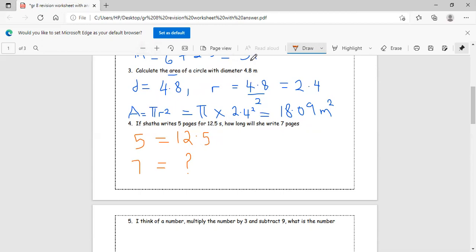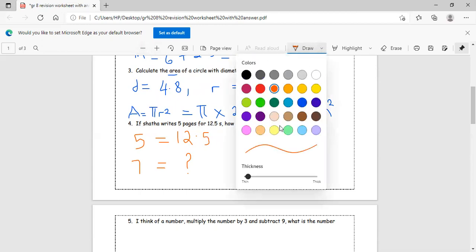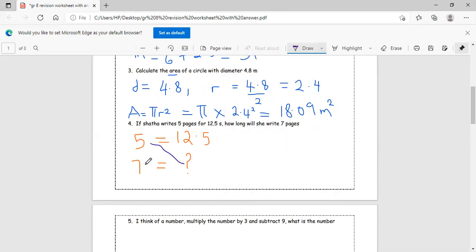So all I'm going to do is to cross multiply and I'll be able to find my answer. So I'll cross multiply this with this and this with this. So it means that, let me draw a line. Let me say that this is a letter T. So T multiplied by 5. Remember that T is what I'm looking for. 5 multiplied by T will be the same as 12.5 multiplied by 7.